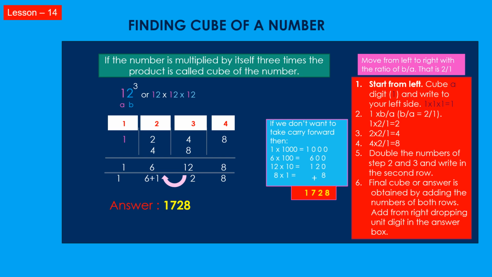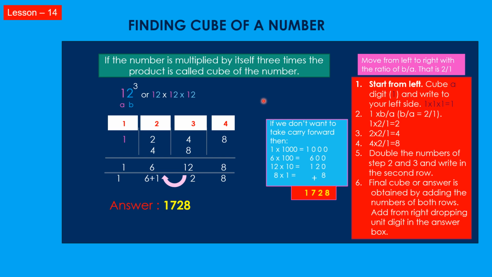Let us take an example. Find the cube of 12. So we can write like this: 12 cube, it means 12 times 12 times 12. So you have to multiply 12 3 times. If you multiply 12 3 times, first you do 12 times 12, and whatever product you get, that product is again multiplied by 12. It's going to take a long time.